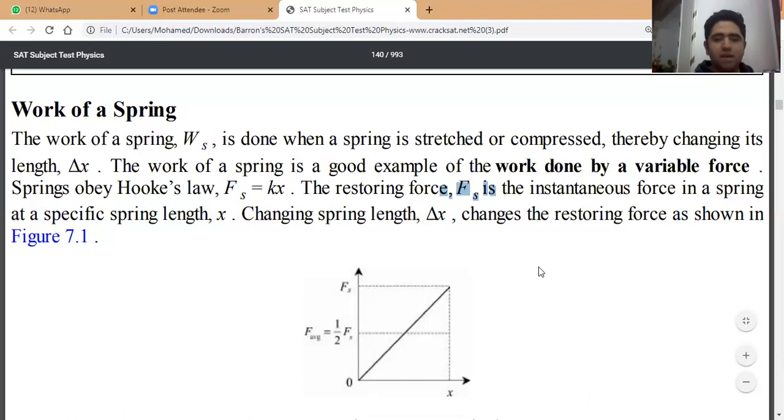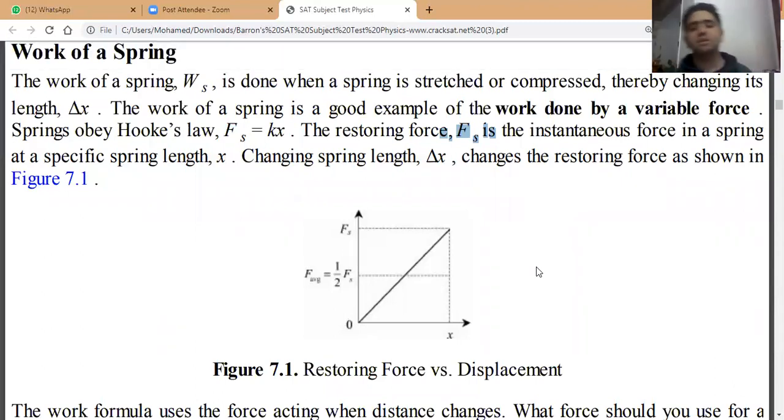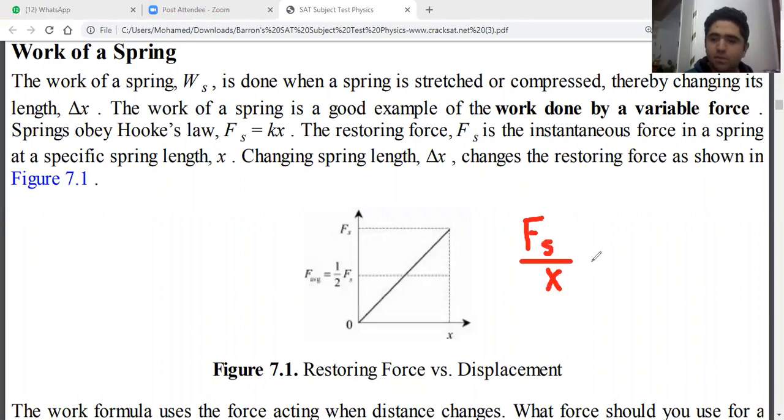So let's look at this graph. This graph is gold. Okay, it is telling us how the spring is reacting. On the y-axis we have the force done by the spring to bring the object back to its original position, and here we have x. And if you bring the slope, okay, let's do this. What is slope? Slope is y over x, so that is Fs divided by x. Same thing as saying k.